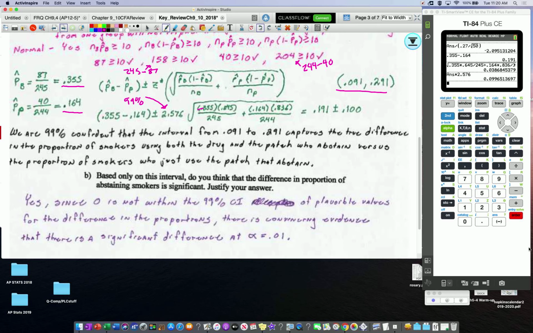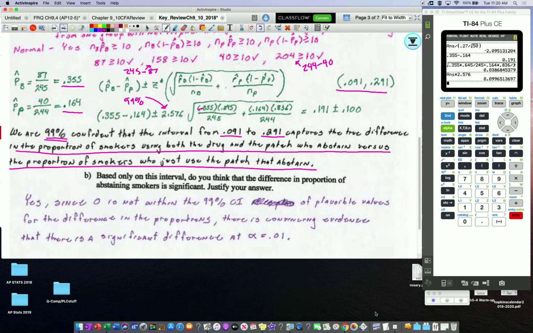Well, we would say we are blank percent, 99% confident that the interval from lower bound, upper bound captures the true difference of what? Context of the problem. The proportion of smokers using both the drug and the patch who abstain versus the proportion of smokers who just use the patch that abstain.